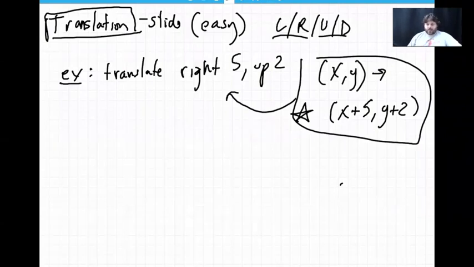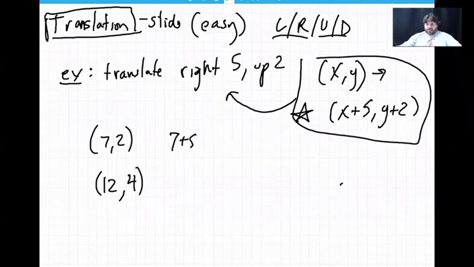Okay, so let's think about this point (7, 2). If I go right 5, that's going to add 5 to the x coordinate. So we do 7 plus 5 to get 12. And then I add 2 to the y coordinate. So plus 2. So really it's 7 plus 5, 2 plus 2, which ends up being right here. So this is the new location.